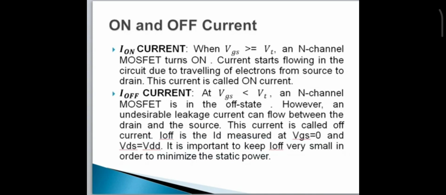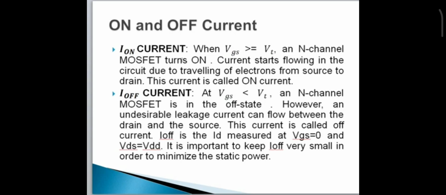Next is the on and off current. Ion current: when VGS is greater than VTH threshold voltage, N channel MOSFET turns on, and current starts flowing in the circuit due to traveling of electrons from source to drain. This current is called on current. Ioff current: at VGS less than VTH threshold voltage, N channel MOSFET is in off state.